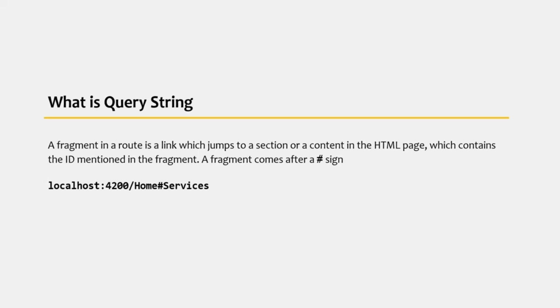And a fragment comes after a pound sign. So in this URL, this services, it is a fragment. So here the route is root URL / home. After that, we are specifying a fragment called services. And to specify this fragment, first we are using a pound sign and then we are specifying the fragment name. So when this URL is typed in the address bar, it will take us to the services section of the home page. Let's understand fragments with an example.